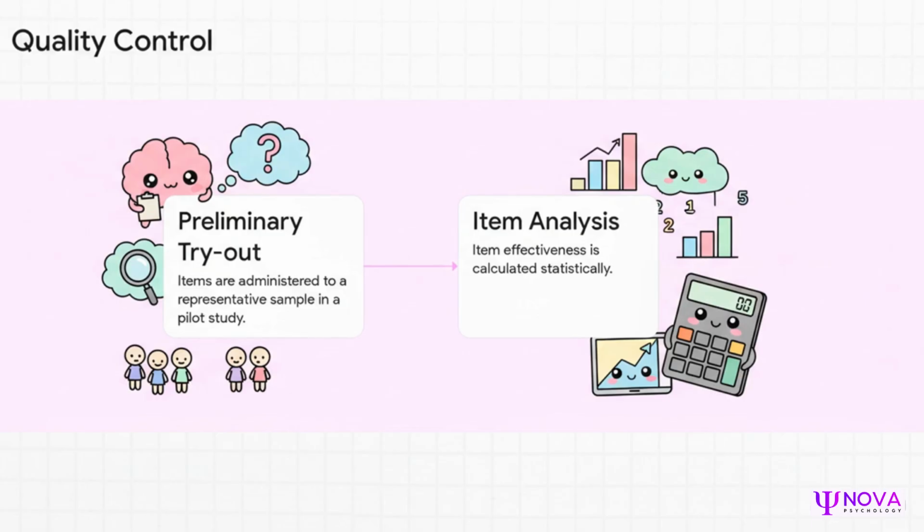First, you do a preliminary tryout, which is basically a small pilot study. This is where you can find out if any of your questions are confusing or weirdly worded. After that comes the main event, a large-scale formal item analysis, where you give the questions to a big enough group to do some serious statistical evaluation.